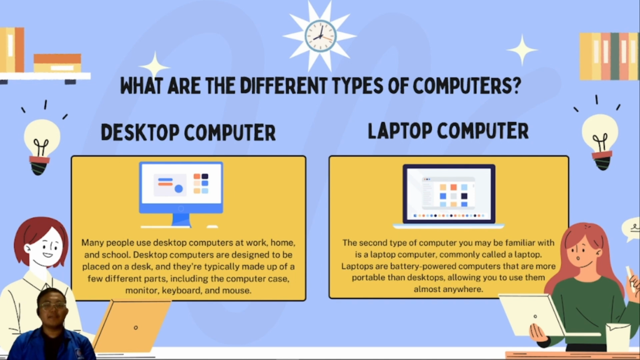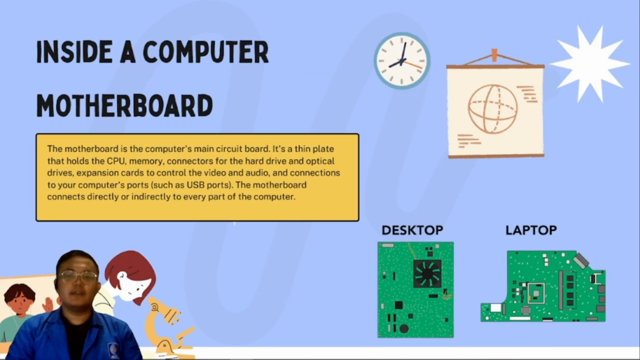The second type is laptop computers. Laptop computers are battery powered, which makes them portable, allowing us to use them almost anywhere. Now let's look at what's inside a computer case. This is where the main components are.